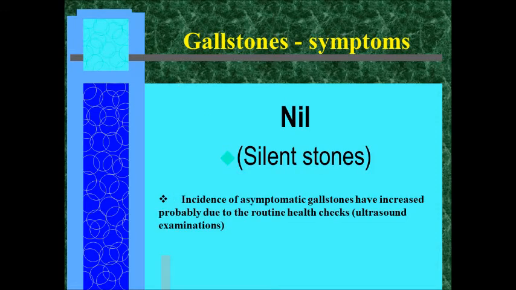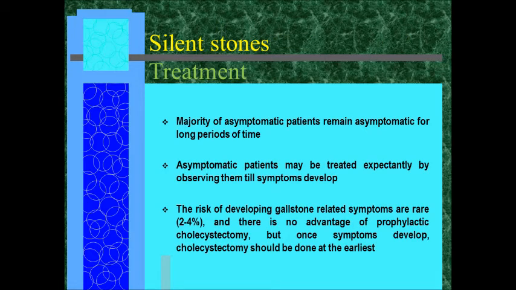Majority of the patients with gallstones have no symptoms at all. These stones are called silent stones. Majority of the asymptomatic patients remain asymptomatic for long periods of time. Asymptomatic patients may be treated expectantly without any treatment by observing them till symptoms develop. The risk of developing gallstone-related symptoms is rare, and there is no advantage of prophylactic cholecystectomy, but once symptoms develop, cholecystectomy should be done at the earliest.